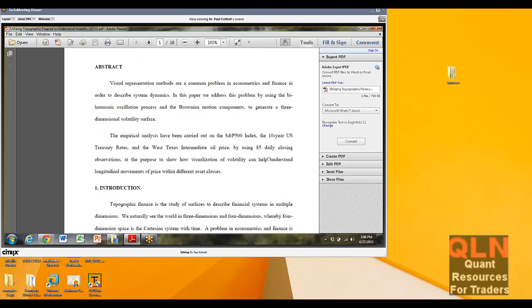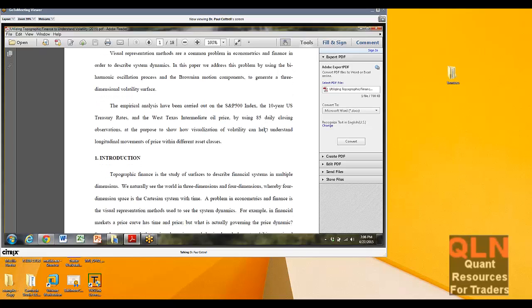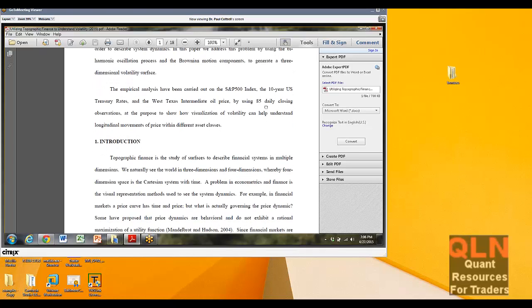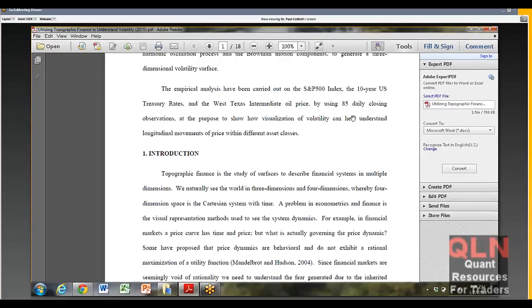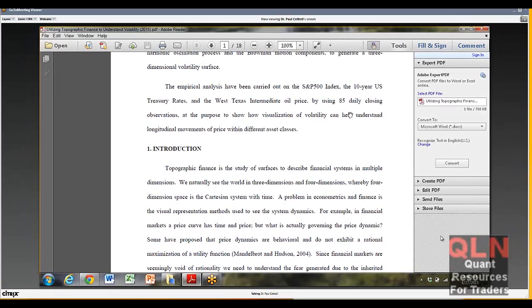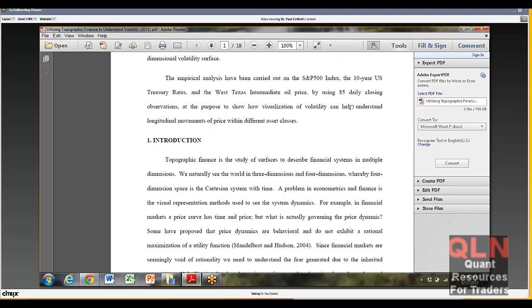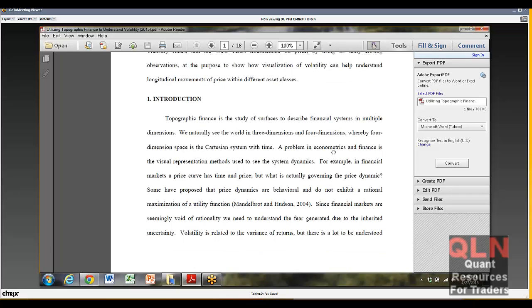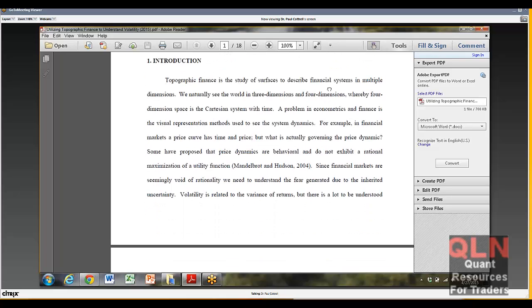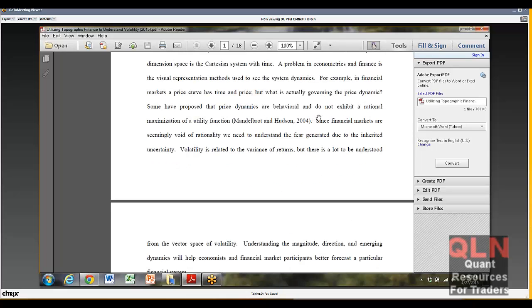So this is an empirical analysis of the S&P 500, the 10-year treasury rate, and the oil market. We used 85 samples, daily closing observations. Normally I parameterize the surface with 90, but in this study we used 85. And the purpose is to show the visualization of volatility in these different markets. So just speed through here a little bit.